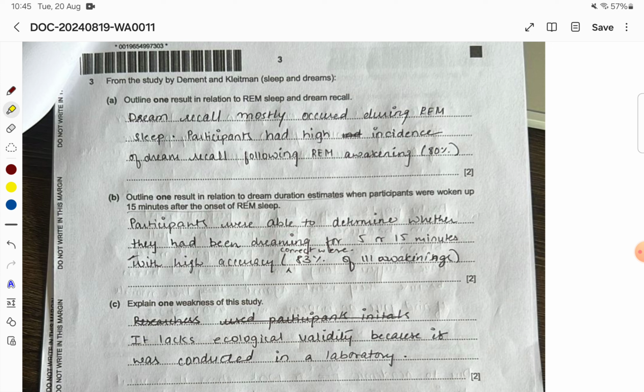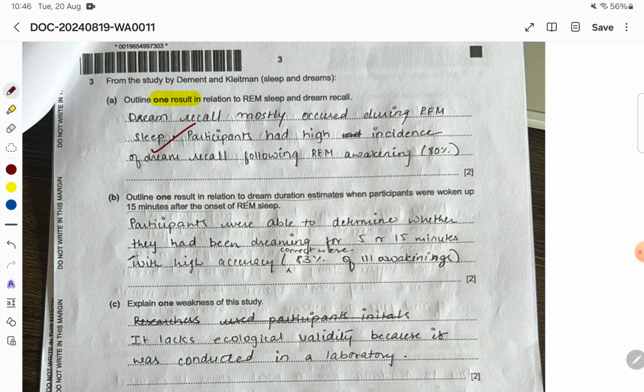It's still section A. Here they have asked firstly one result in relation to REM sleep and dream recall. Ideally, in results type of answers, there should be some numbers which are given. Here you can see she has given a percentage. So she has given data which is good. Okay, first let's read the answer. Dream recall mostly occurred during REM sleep.